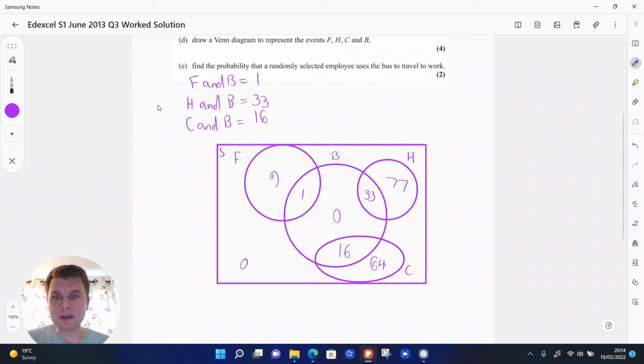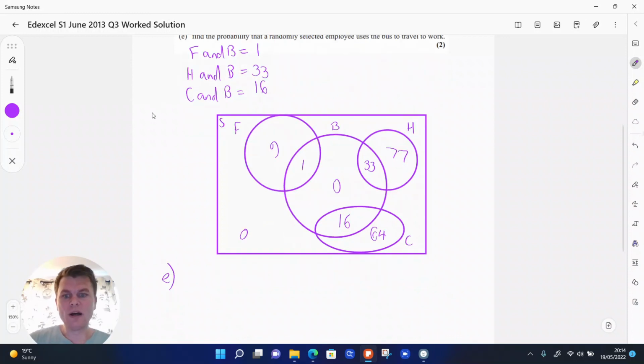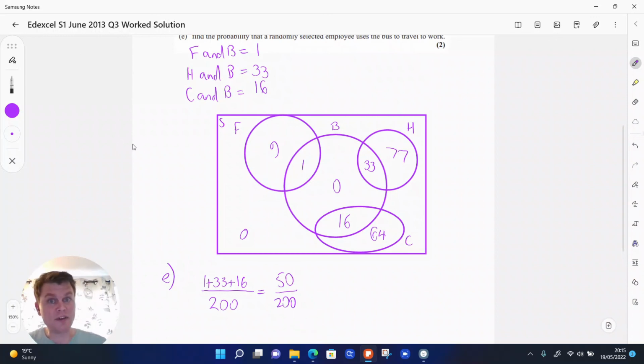Okay, right, we can move straight on to part E because we can use our Venn diagram for answering that. It says find the probability that a randomly selected employee uses the bus to travel to work. Well, this fraction is going to be all over 200 because there are 200 people there, and we just need to add 1 plus 33 plus 16 to get our fraction of 50 over 200. So there you go. Strange looking Venn diagram, but I have seen some like it.